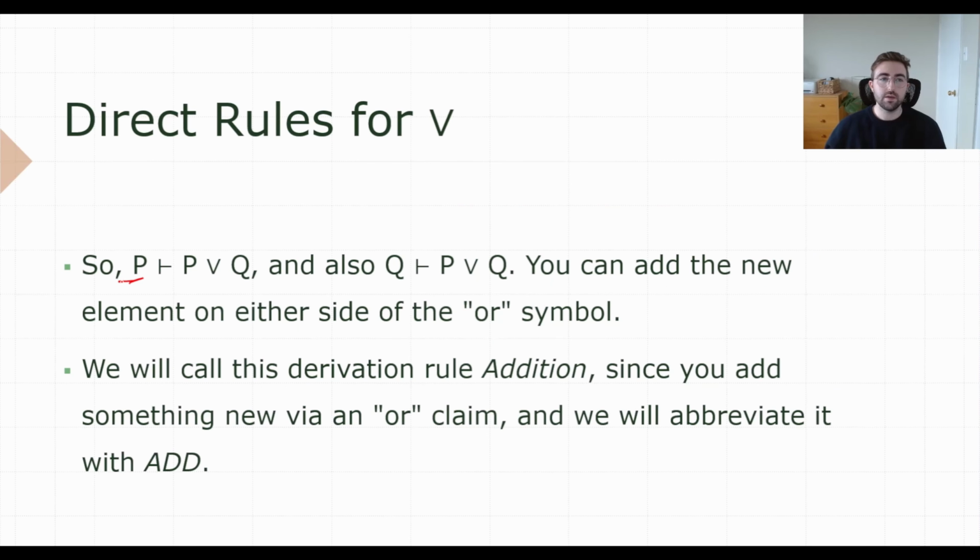So from P as a premise, we can get P or Q. And also from Q, we can get P or Q. So you can put the thing you know on either side of the or symbol. It doesn't matter. Okay, we're going to call this derivation rule addition because you know something and then you kind of add something to it with an or claim. And we're going to abbreviate it with ADD for addition.